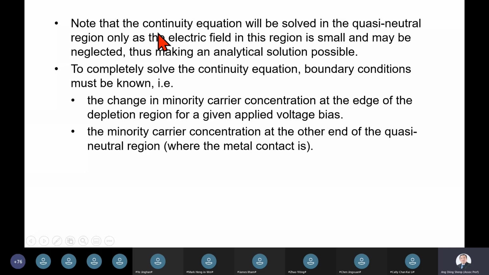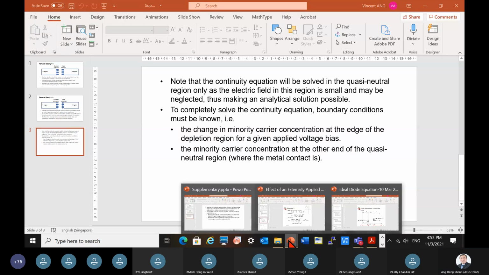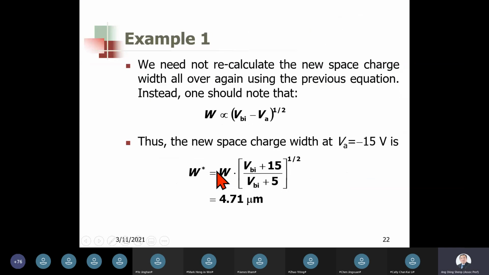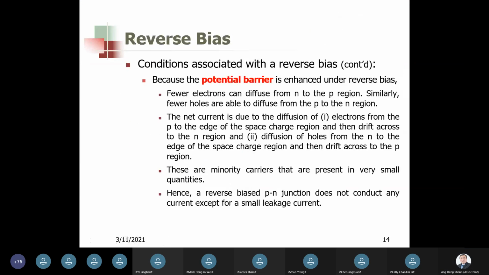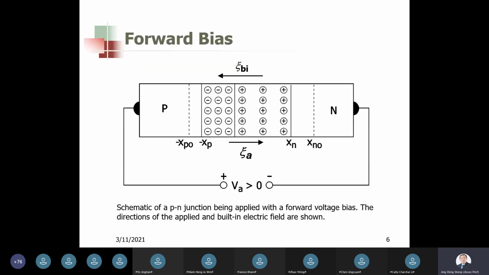Now, notice that later during the discussion, just in case I forget to emphasize this, I put it down here first. We will solve the continuity equation in the quasi-neutral region. Okay, what is the quasi-neutral region? Let me come back to this diagram. I will borrow this diagram to explain the meaning behind quasi-neutral region.